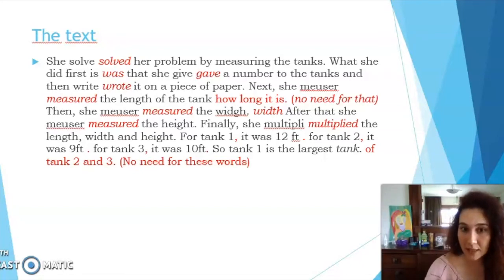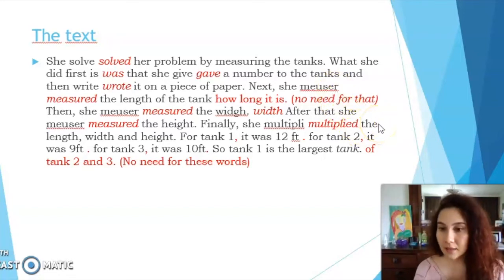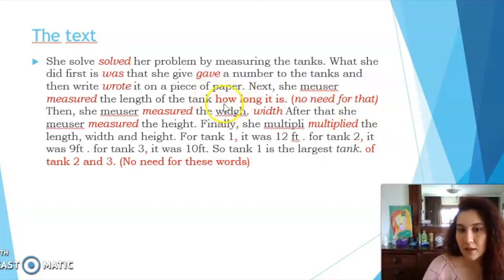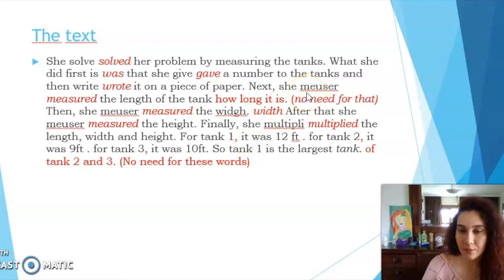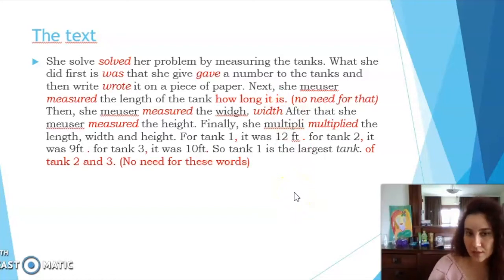Next, she measured the length of the tank, how long it is. In this sentence, we can see other types of errors, because here she misspelled the word measured, and I think she didn't use the past form of the verb. And then at the end of the sentence, she wrote how long it is, but there's no need for that, because she already has explained what she meant here. The correct version of this sentence should be: next, she measured the length of the tank.